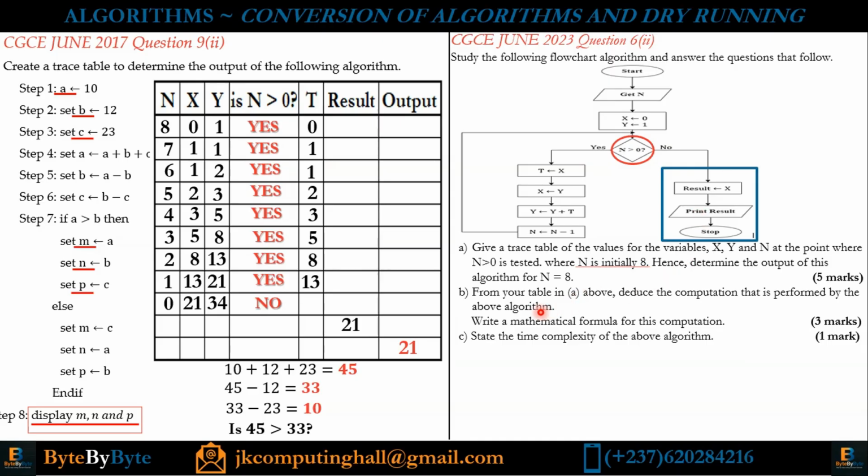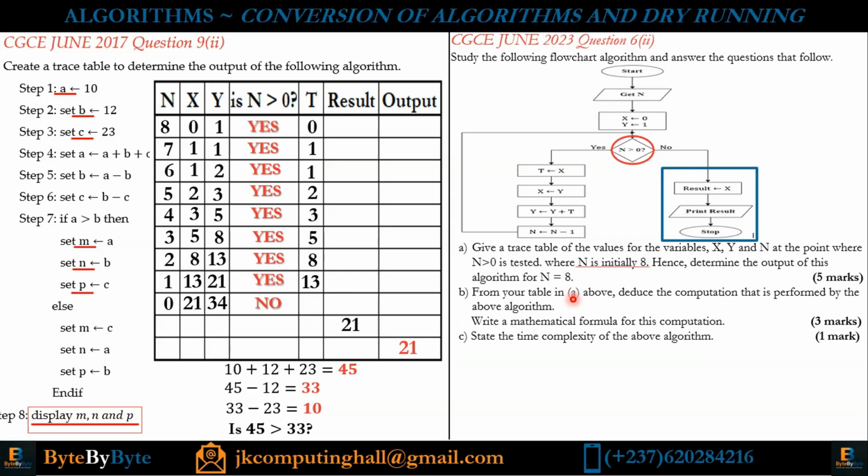The B part says, from your table in A above, deduce the computation that is performed by the above algorithm. Okay, guys, it is true we did not go long in this chapter, but as we will be proceeding, you will understand the answer to this B part. Remember that it's a question on algorithm, and here we are going byte by byte. But I'm going to give the answer of this question B, and as we move with the lessons, you will understand the answer.